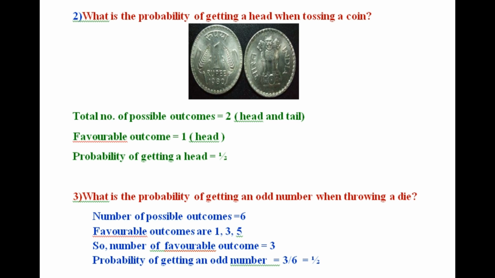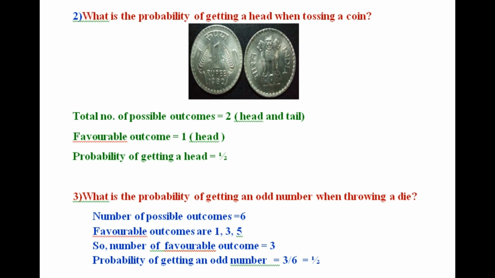Now we will see the second example. What is the probability of getting a head when tossing a coin? You see the picture, you have tail and head. So here the total possible outcomes are 2, that is head and tail. Now the favorable outcome is only 1, that is head. Therefore, the probability of getting a head is 1 by 2, that is the number of favorable outcomes, 1, divided by the number of possible outcomes, 2. Therefore, 1 by 2.